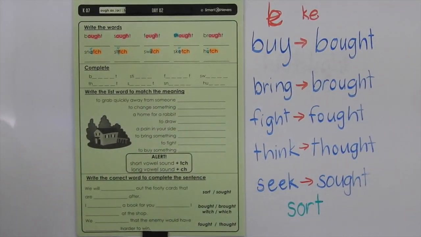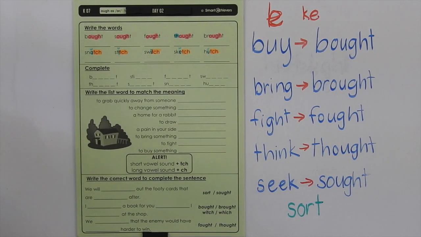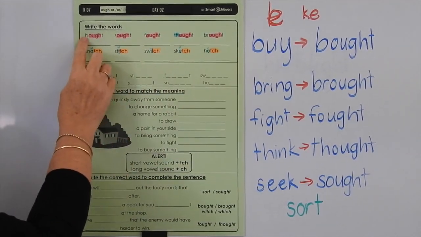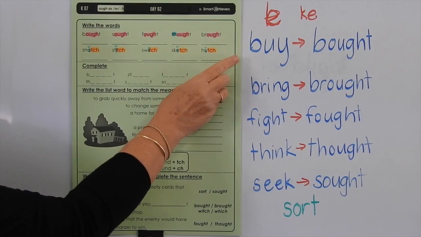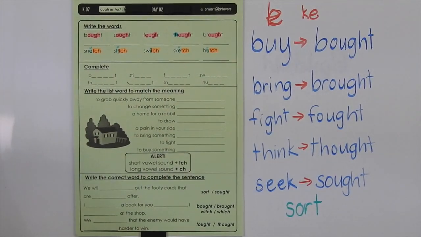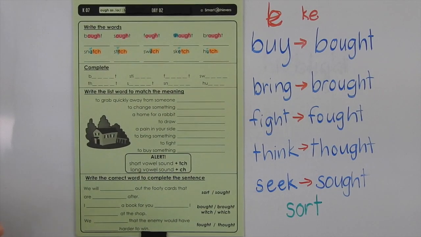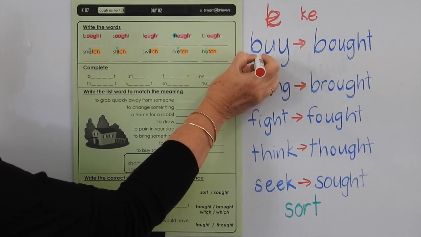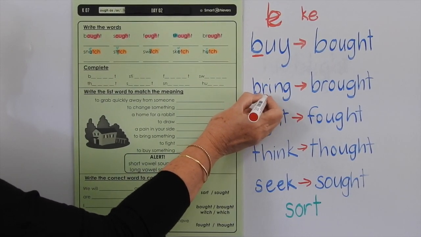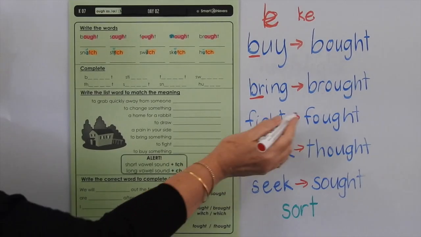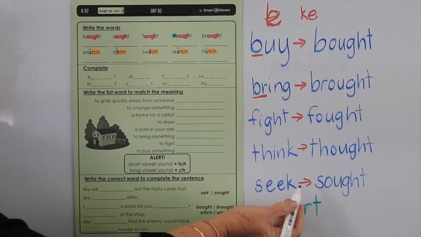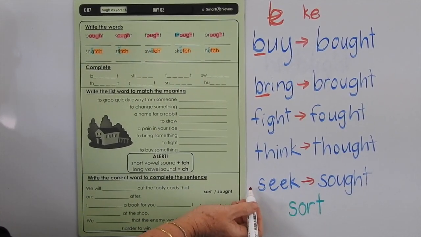Okay, now in these words, these top words are past tense. So these are all verbs, and we're teaching you their past tense version. So bought comes from the word buy. Brought comes from the word bring. So you have to be very careful when you say them. This one bought starts with just the B of buy, whereas brought starts with the brr of bring. Fought comes from the word fight. Thought comes from the word think. And sought comes from the word to seek.